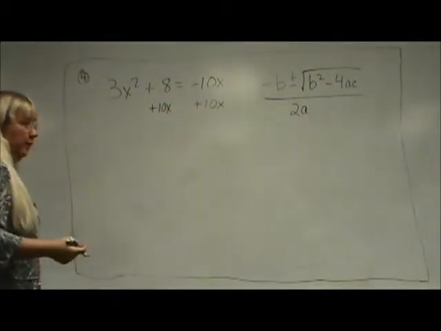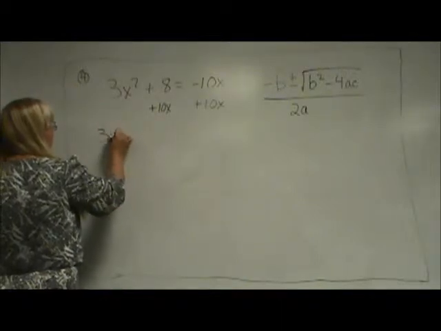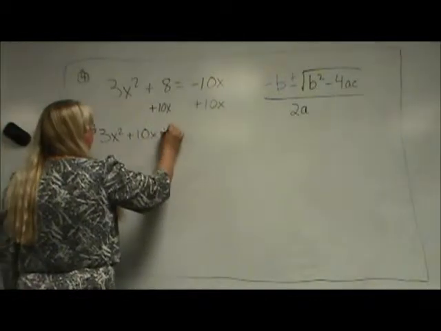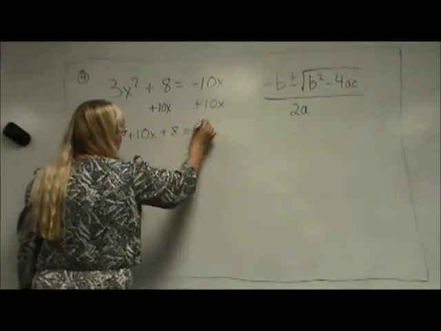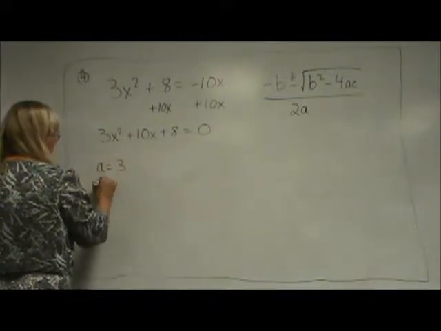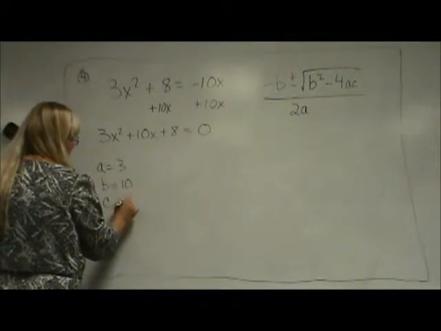Remember, you can only add if it's like terms. Since they're not like terms, we're going to have 3 terms here: 3x squared plus 10x plus 8 equals 0. Identify A, B, and C. A equals 3, B equals 10, and C equals 8.